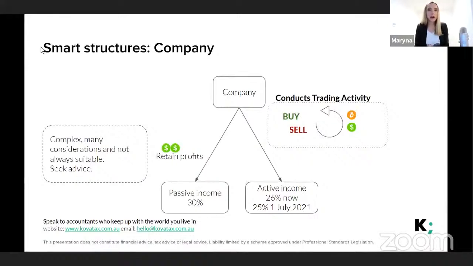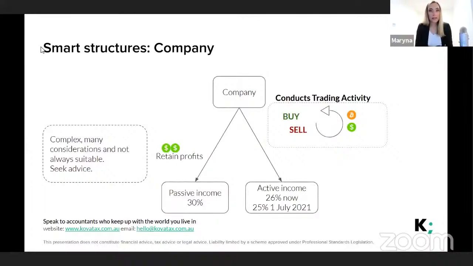And companies are better for trading rather than investing activities. So if you are actually a sophisticated trader and you've been doing really well for a while, it's maybe a good idea for you, maybe not, you have to consider, to establish a company, PTY Ltd. A company pays corporate rate tax, which can be as low as 25% from the 1st of July 2021.